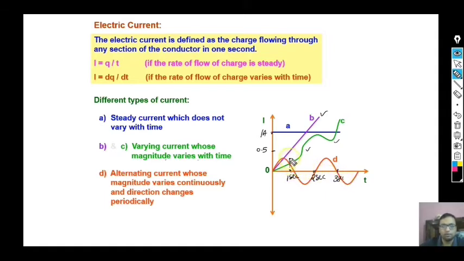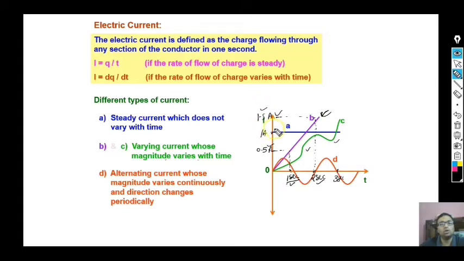So at 1 second your current is how much? Say 0.5 for this B line, and at 2 seconds your current has some higher value for the same graph, say 1.5 ampere. So we can see that at a particular time t equal to 1 second your current has a certain value, then again after some time your current has increased.